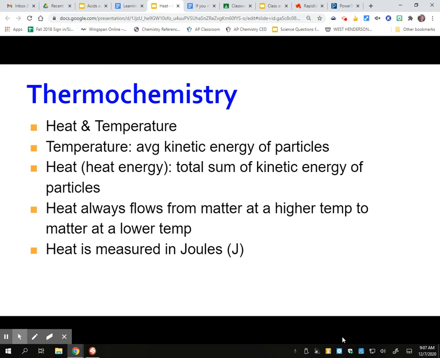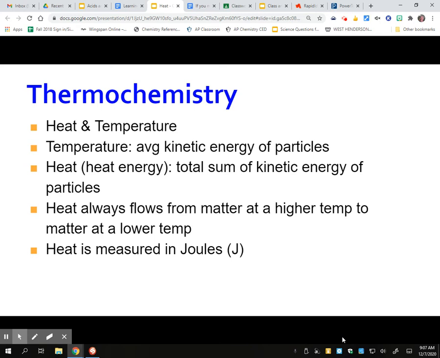Now, heat is going to be measured in joules. That's what we're going to deal with here in this class. As far as English units or imperial units, heat is measured in calories. Now, that's the same calorie that would be on your cereal box. Let's say your cereal is 200 calories, that is how much heat or energy you have to expend to burn off that amount of food.